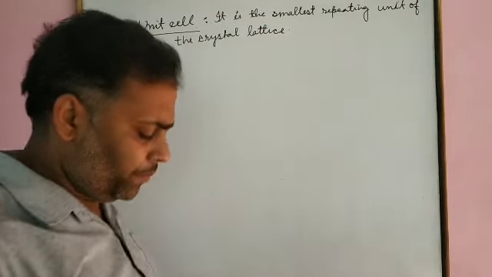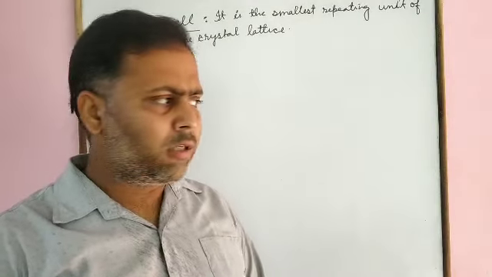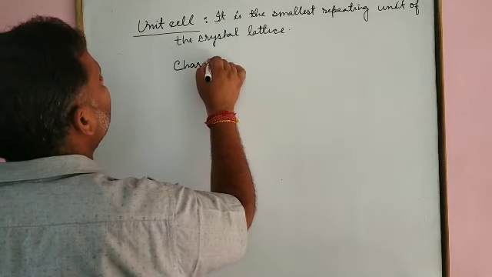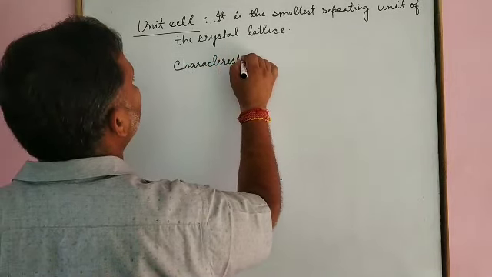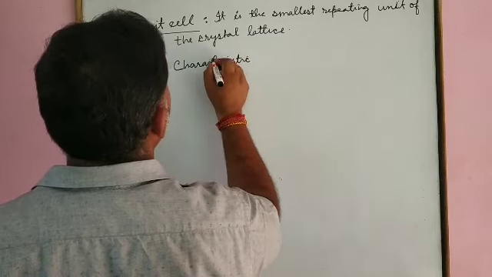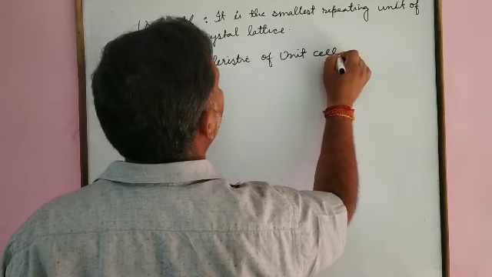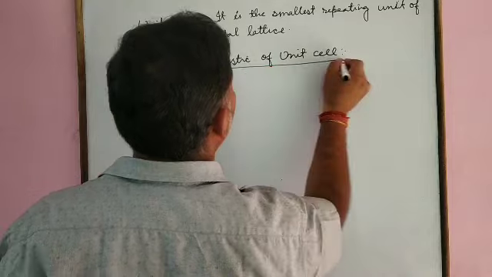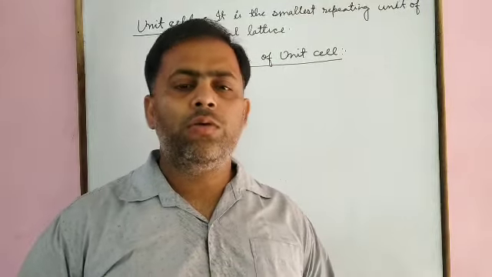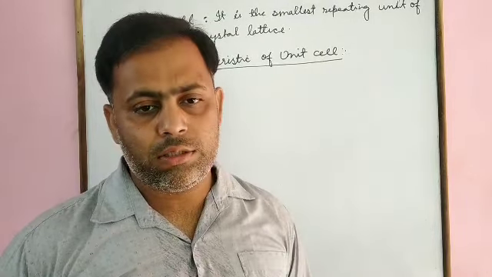To the next, what are the characteristics of the unit cell? Let us discuss. Characteristics of unit cell. A unit cell is characterized by two things. The first one is the edges and the next one is the angle between the edges.